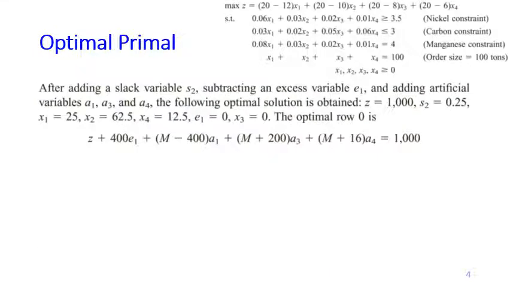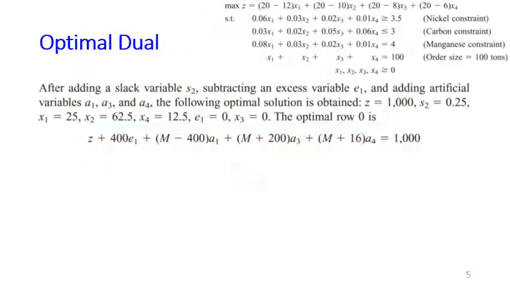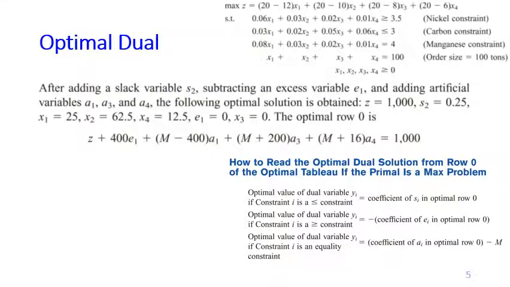So this is the primal problem, and we're given the information of the optimal table. Well, not really the table, but the important information is here. This is the optimal row 0. So the steps will be the same as before. We are going to use this optimal row 0 to obtain the optimal dual solution. From the optimal dual solution, we get the shadow prices. So the primal is a maximization problem, so we're going to use this guideline to obtain the dual solution.